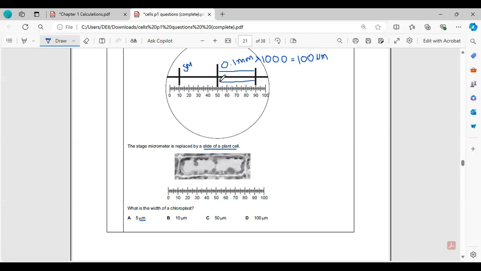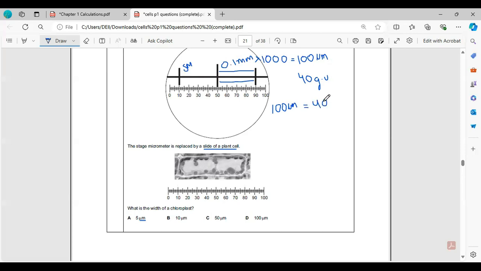So this is again the same conversion, I believe 90 minus 50. It is going to be 40 graticule units. So again, the same relationship. Again, this is by chance. So we can say that 100 micrometers is equal to 40 graticule units.